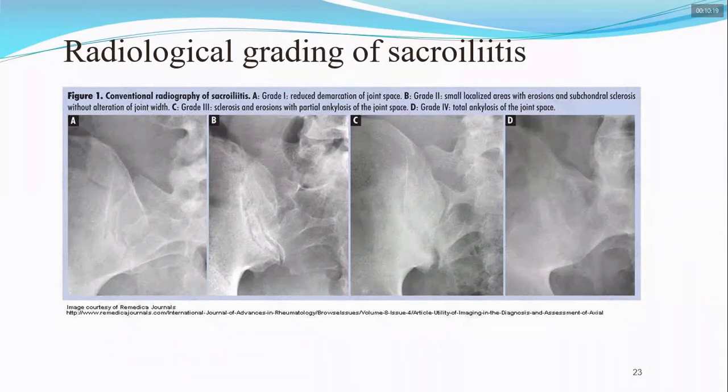That is grade two, and in grade three there is sclerosis and erosion with partial ankylosis, partial fusion of the joint, in picture C. And in grade four there is total ankylosis of the joint. You can see it in D. This is the radiological grading of the sacroiliitis.